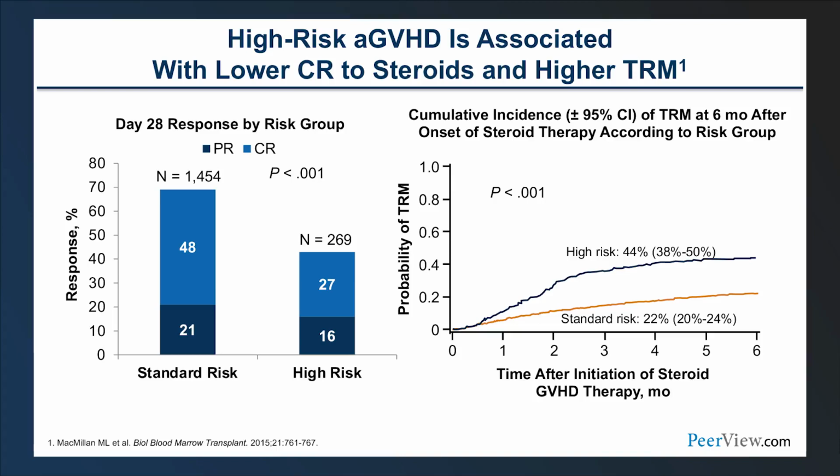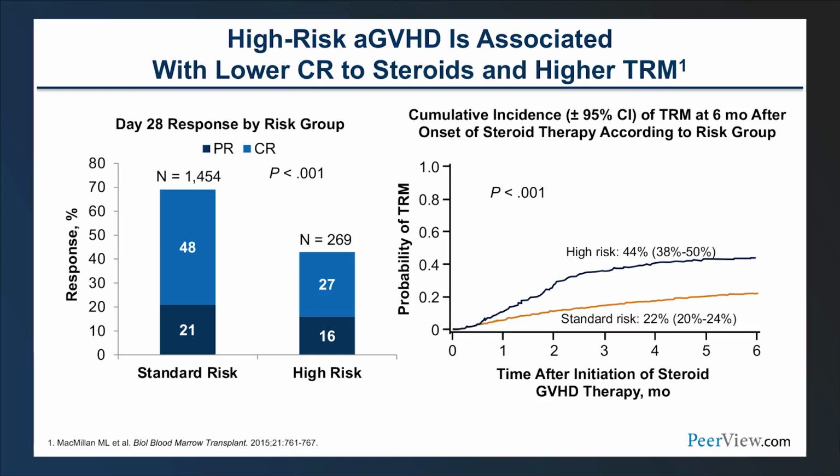When we then look at the response rate and survival, when we classify patients as standard risk versus high risk, we see significant differences. The overall CR and PR rate you can see on the left for standard risk patients is nearly 70%. If we look at the likelihood of response at day 28 for high-risk patients, it's significantly lower. So only 27% of patients who have Minnesota high-risk disease will have a complete response to first-line therapy at day 28, and 16% will have a partial response. So significantly worse outcomes with Minnesota high-risk acute GVHD.